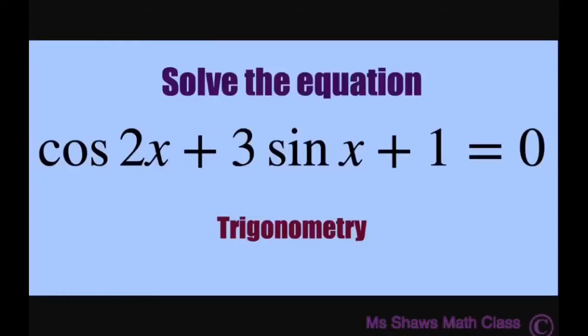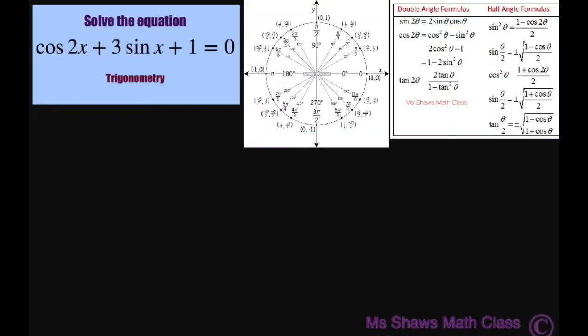Everyone, we're going to solve the equation cosine 2x plus 3 sine of x plus 1 equals 0. And this is not a restricted domain, so we have to solve for all values here. I'm going to go ahead and write my double angle cosine in terms of sine. So I'm going to write it like this for my double angle.